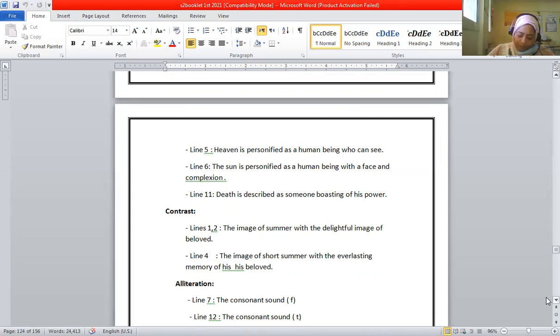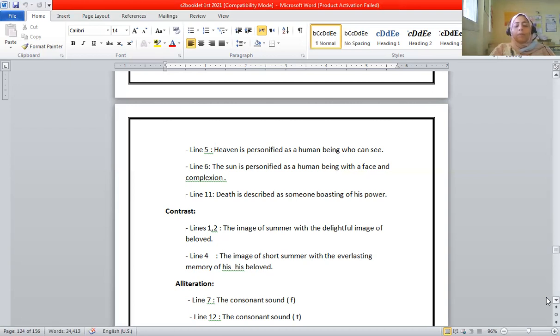In line 11, "Nor shall death brag thou wanderest in his shade." Death is described as a powerful person who has the power and authority to take people, whatever he wants. And we also have another image in lines 1 and 2, the image of someone delightful.